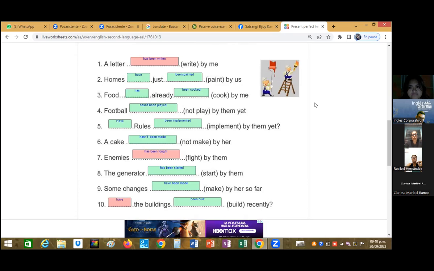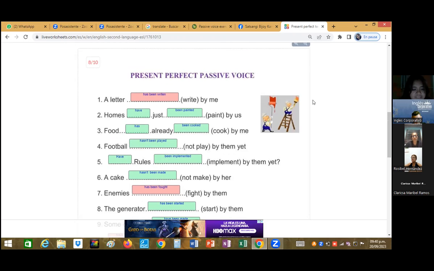¿Se equivocó en algo? Revisen, revisen. Les falta una T, creo. Doble T. Written. En la primera es written. ¿Y en la 7? The enemy have been. Era has. Has been. Menos 8 de 10.